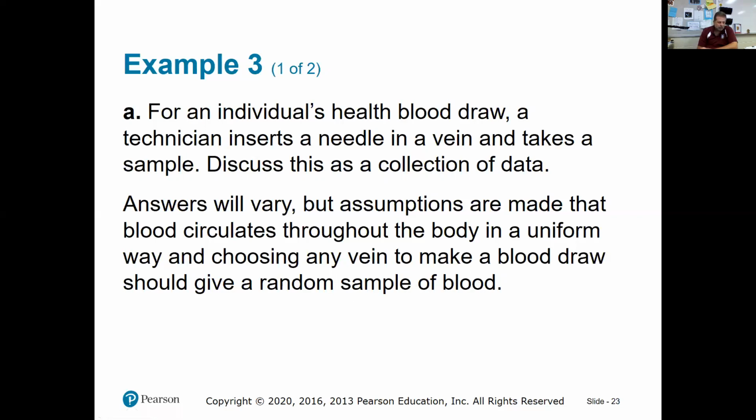Is it going to be a good random sample? Well, you can't just pick what kind of blood you're going to get. You just put the needle in, and you're getting the blood. It's circulating throughout, so it's a very random sample, even if you take it from one arm or the other. So the data you're collecting is going to be very random, which is good.